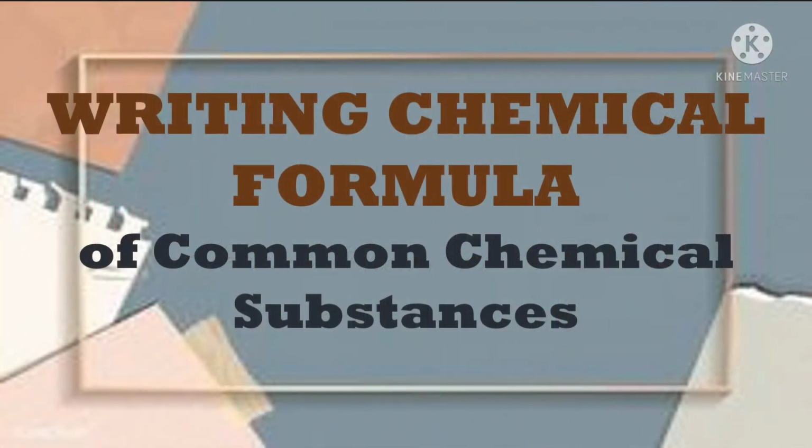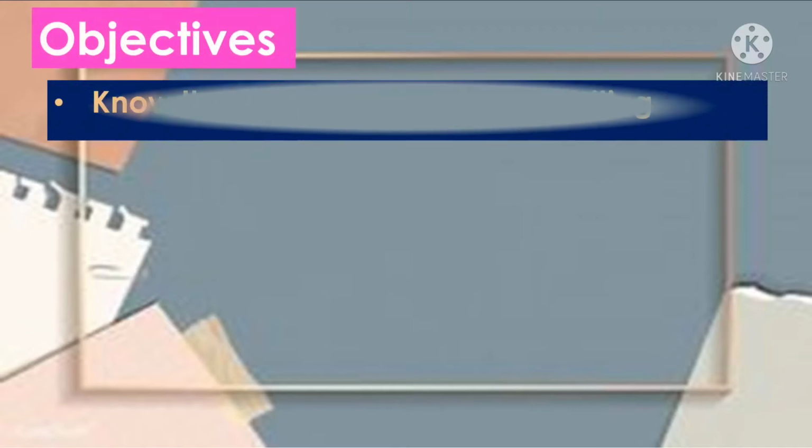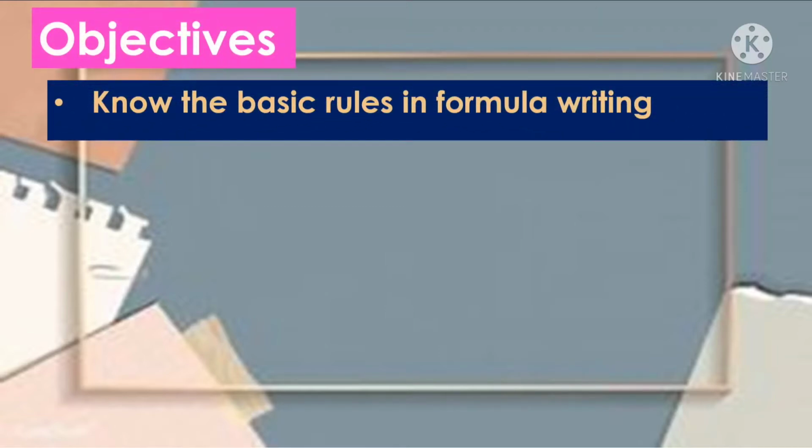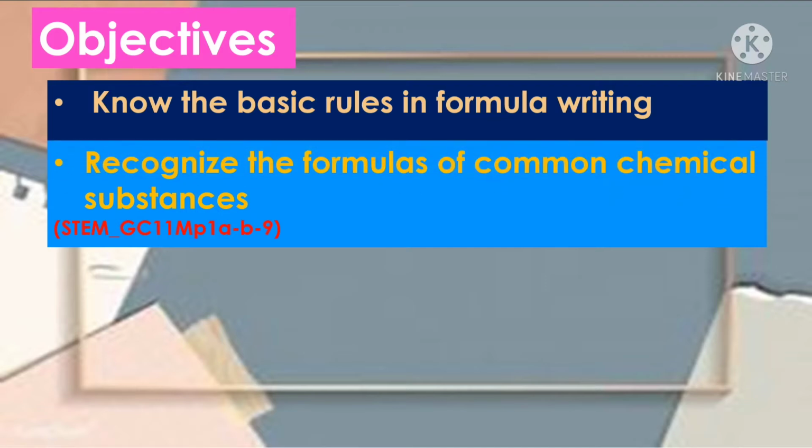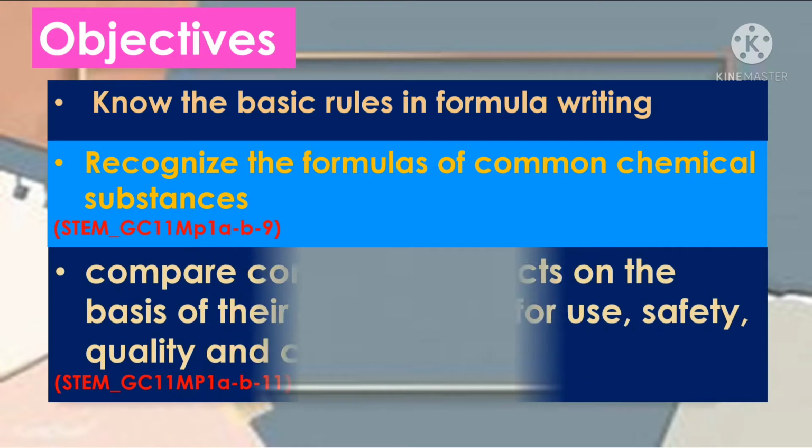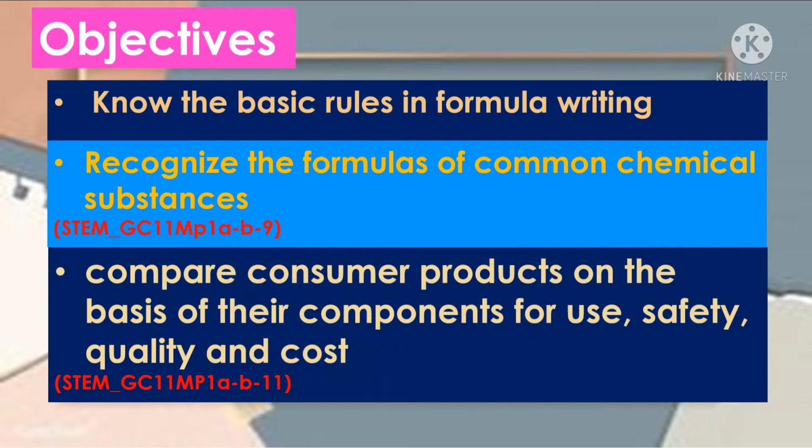Today's topic is all about writing chemical formulas of common chemical substances. It is important to know what we want to achieve by the end of this course, so we set our objectives. One is to know the basic rules in formula writing. Two, recognize the formulas of common chemical substances. And three, compare consumer products on the basis of their components for use, safety, quality, and cost.